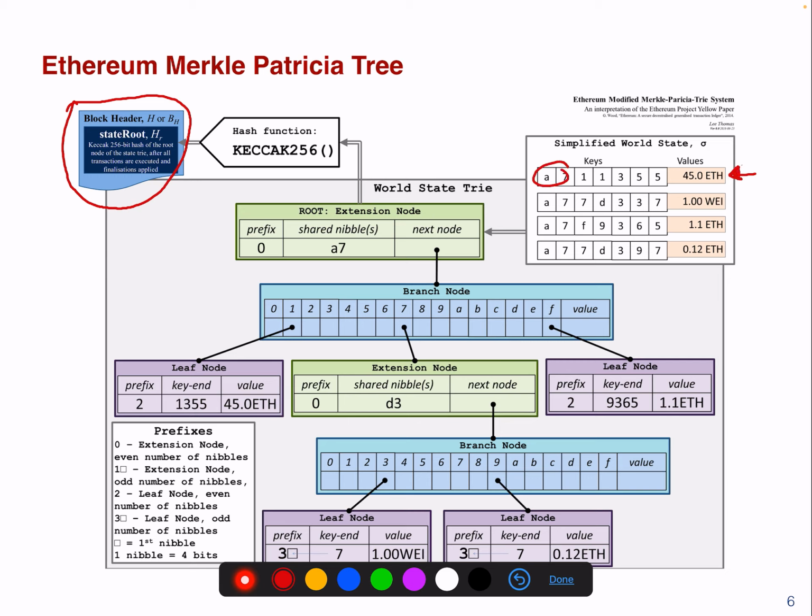Let's, for example, look at the first one. It starts with A7. So here there's A7, and then it tells us to go to the next node, which goes here. There's number 1, and from there we're getting to a key end, which is 1355, and this corresponds to 1355 here. So we do find that the value here is 45 ether for this particular key, and that's basically how this data storage function is being used to store data in the Ethereum blockchain.